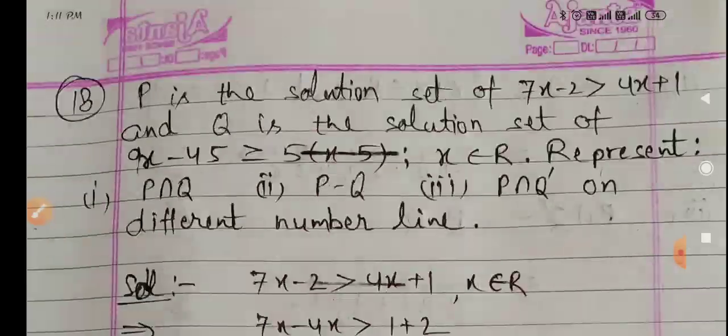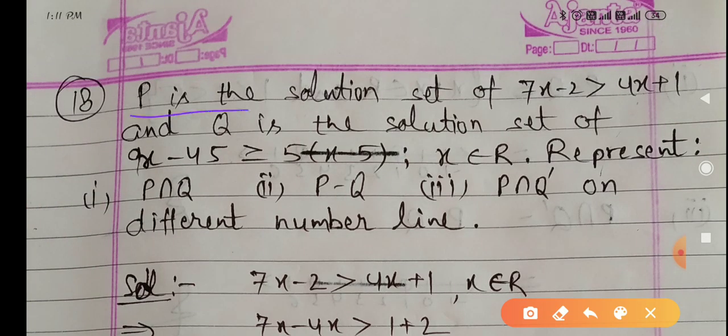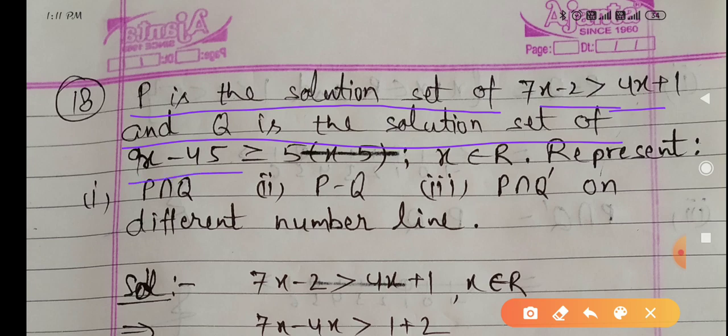Now one more question, the 18th question. P is the solution set of 7x minus 2 is greater than 4x plus 1. Q is the solution set of 9x minus 45 is greater than or equal to 5 into x minus 5. Don't be confused here. It is 5 into x minus 5.